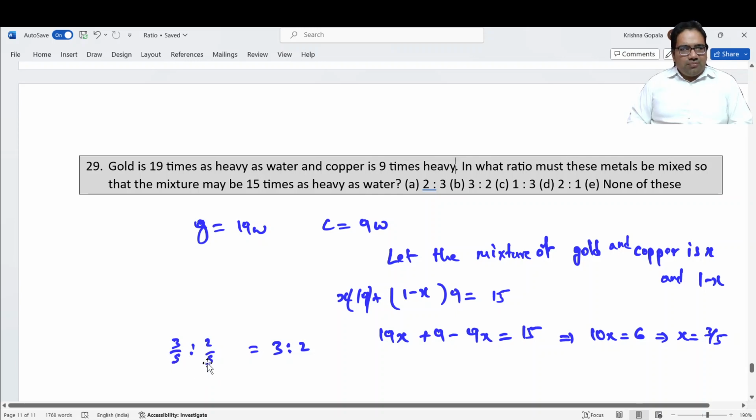3 by 5 is to 2 by 5, the 5s you can cancel. In any ratio, as we already discussed, this is equal to 1 by 5 into 3 is to 1 by 5 into 2. Common factor you can always cancel. That means 3 is to 2 is the right answer. So gold and copper have to be mixed in the ratio of 3 is to 2 to get a mixture 15 times heavier than water, where gold is 19 and copper is 9.